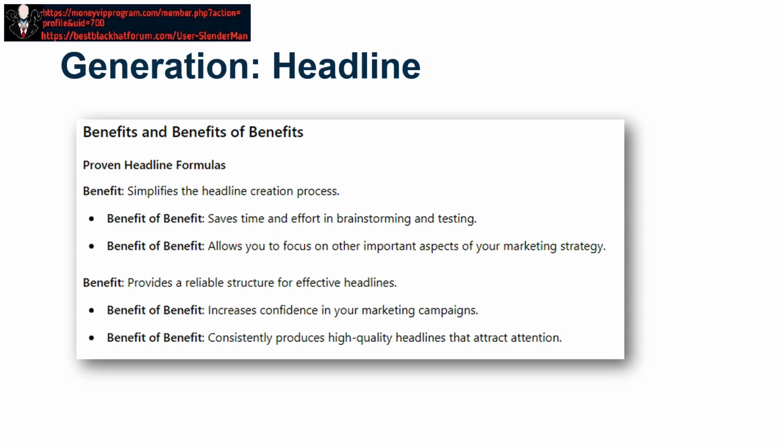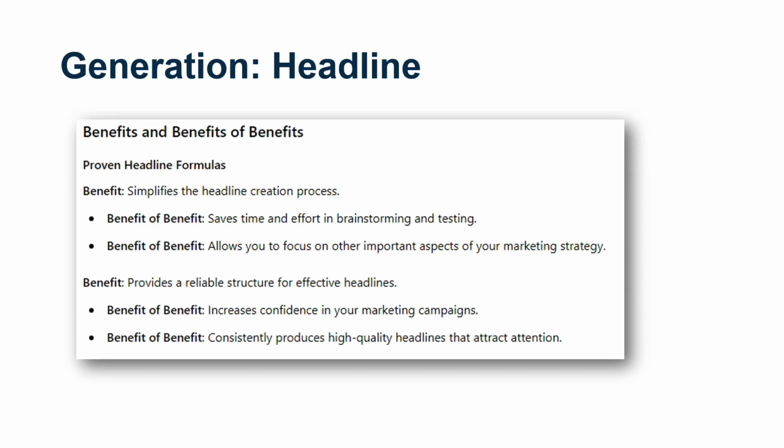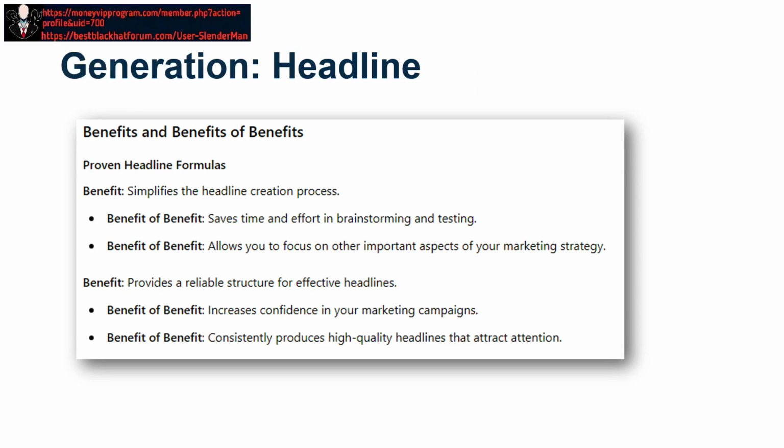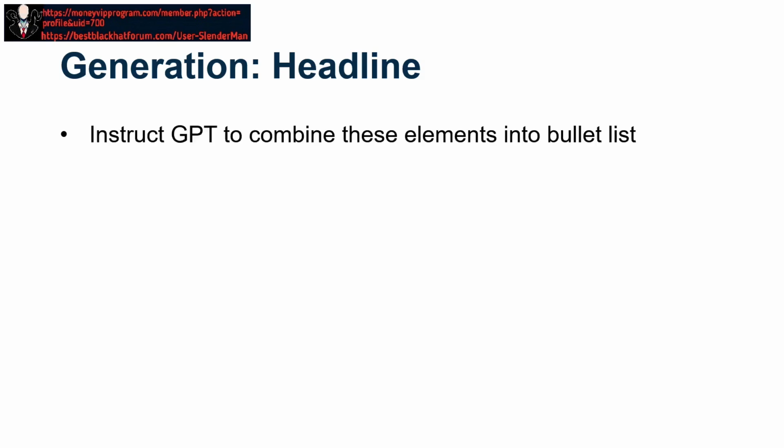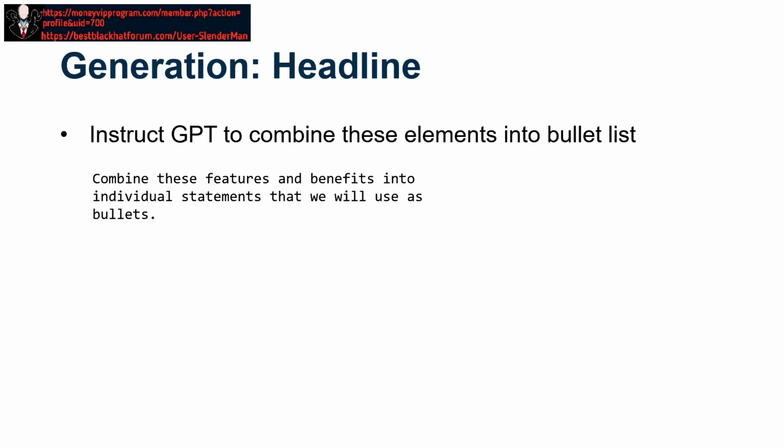Another benefit of proven headline formulas: provides a reliable structure for effective headlines, right? Increases confidence in your campaigns. The benefit of that: consistently producing high-quality headlines that attract attention. Now, you'll see the magic when it comes to stringing these together here in just a little bit, so bear with me. We will instruct GPT to combine these elements into a bullet list. The instructions we give it: combine these features and benefits into individual statements that we will use as bullets.